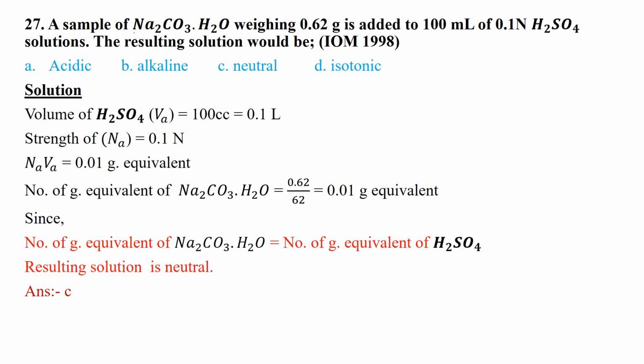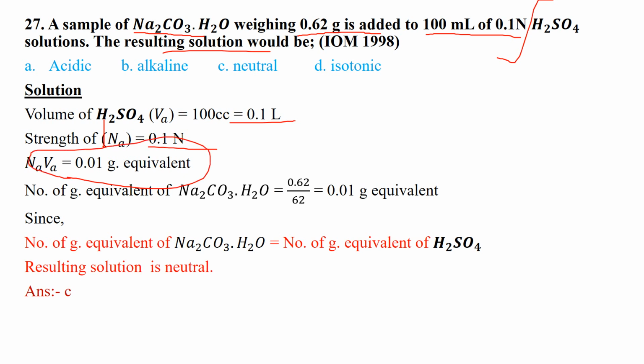A sample of Na2CO3.H2O weighing 0.62 gram is added to 100 ml of 0.1 normal H2SO4. Then the resulting solution will be? Volume of H2SO4 is 0.1 liter, given 100 ml means 0.1 liter, and strength will be 0.1 normal. Then the number of gram equivalent is equal to 0.01 gram equivalent.